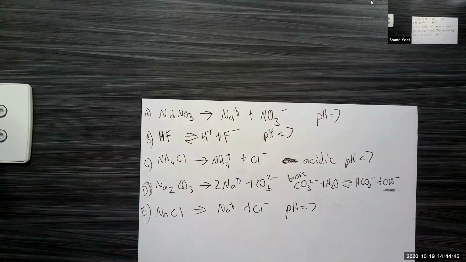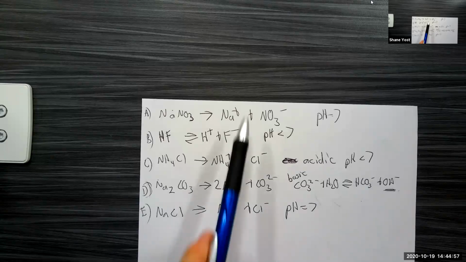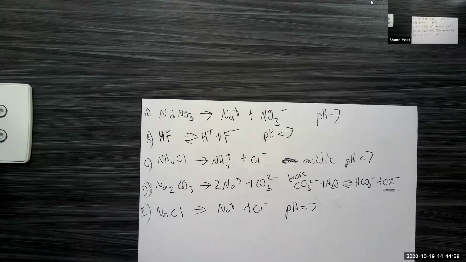I know it's a weak base because its conjugate acid, HCO3-, is not on my list of strong acids. So if you're wondering as we're doing this problem how I knew which things were not in fact impacting the pH, I know those by knowing my list of strong acids and strong bases.